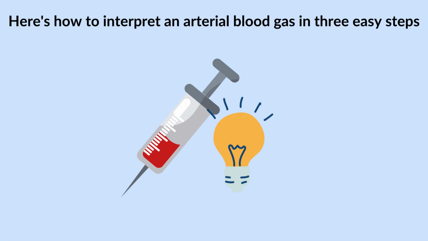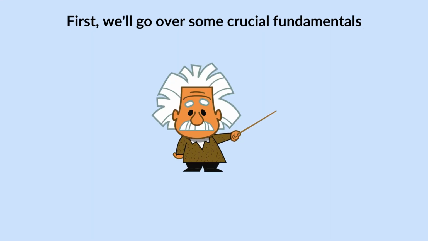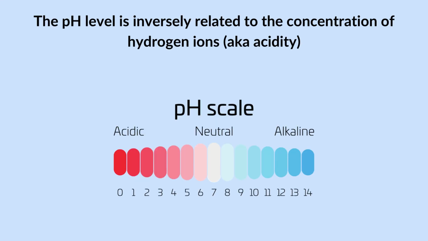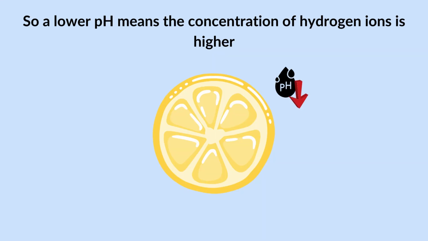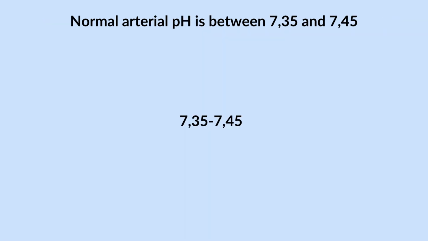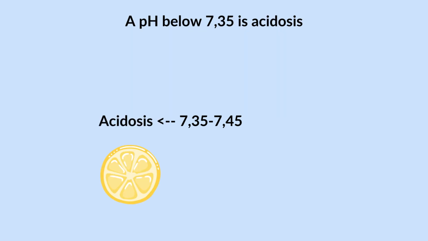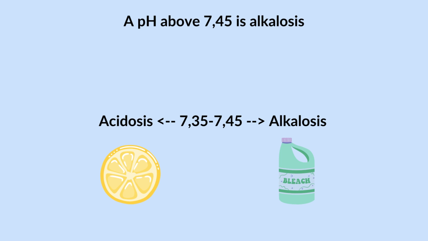Here's how to interpret an arterial blood gas in 3 easy steps. First, we'll go over some crucial fundamentals. The pH level is inversely related to the concentration of hydrogen ions, aka acidity. So a lower pH means the concentration of hydrogen ions is higher. Normal arterial pH is between 7.35 and 7.45. A pH below 7.35 is acidosis. A pH above 7.45 is alkalosis.